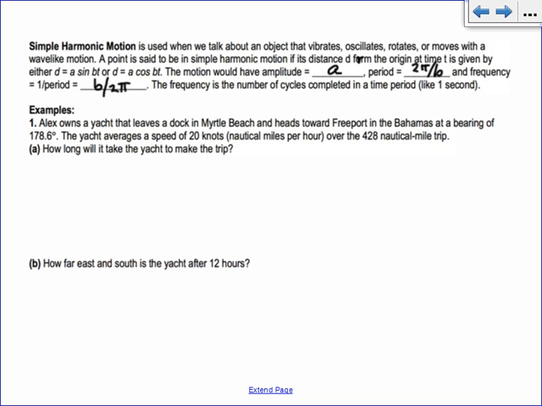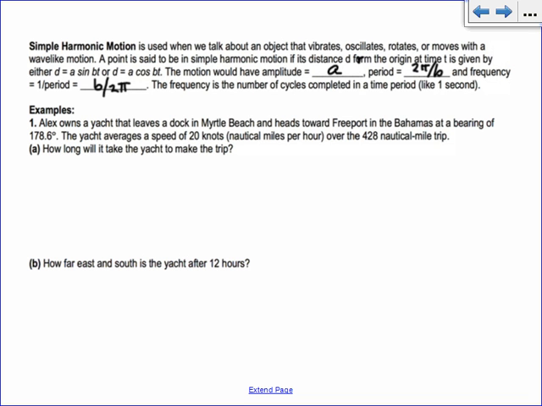All right, so Alex, you own a yacht. I know, I should have said a plane, but oh well. That leaves the dock in Myrtle Beach and heads towards Freeport in the Bahamas at a bearing of 178.6 degrees. The yacht averages a speed of 20 nautical miles per hour over the 428 nautical mile trip. How long will it take the yacht to make the trip?